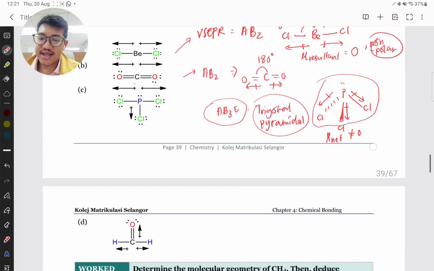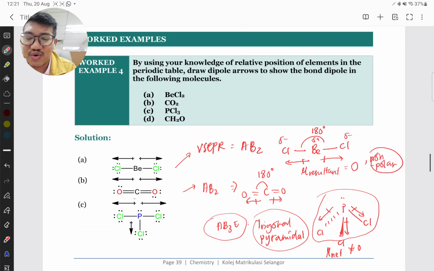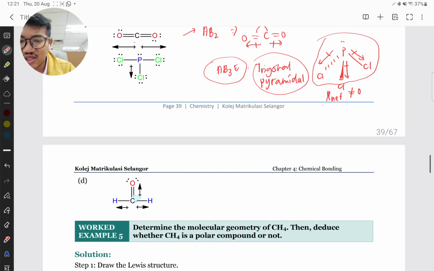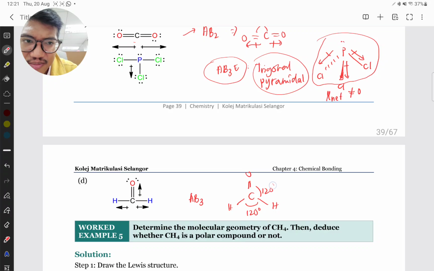Okay, alright. Now the next one, the last question is CH2O. Okay, so CH2O is methanol. Okay, so if we draw the structure, Lewis structure looks like this. So this is AB3. So this is trigonal planar, and because of that, this angle is 120, 120, 120. We put the angle here. I forgot to put the angle here is less than 109.5 degrees. Okay, so here is 120, 120, 120.